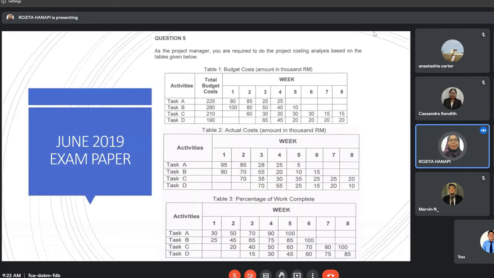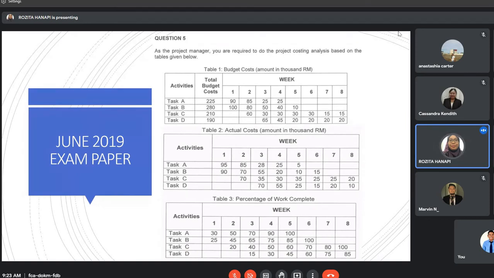So I have a sample of a June 2019 exam paper here. Okay. So usually in the project, these are the costs that the project team need to be aware of.